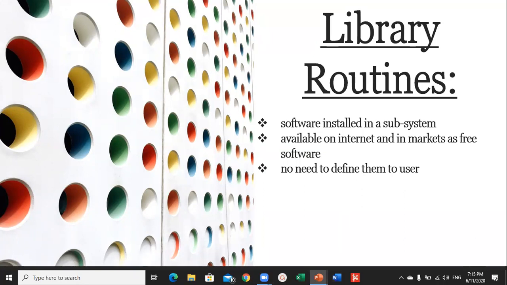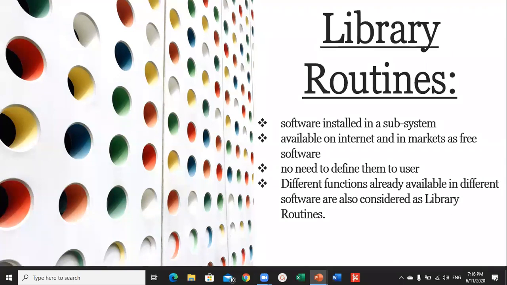So there is no need to define them to the user. Library routines do not require any type of definition or explanation. We only need to buy them, get them, and install them in our system. Different functions already available in different software are also considered library routines. Some functions are already available in different types of software which can be used according to requirements. So these functions or options are considered library routines of that particular software.